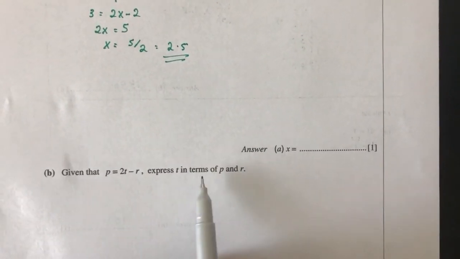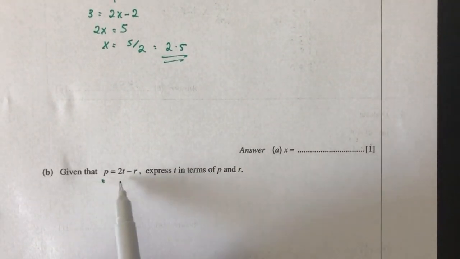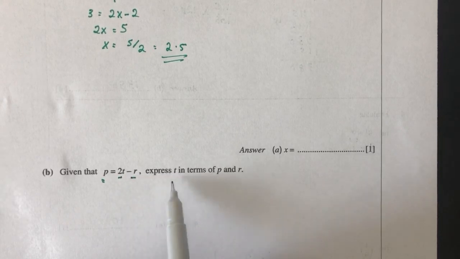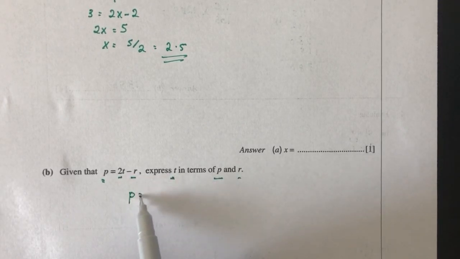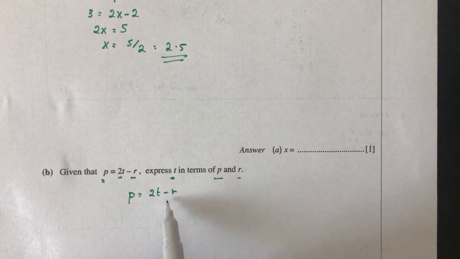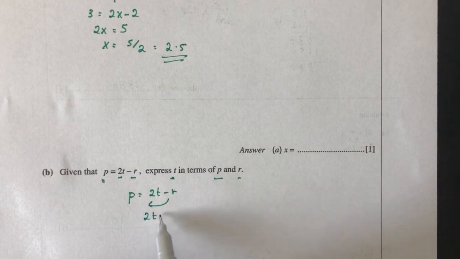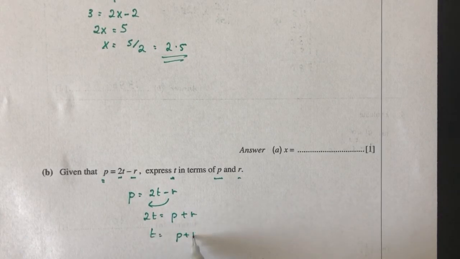Now part B. Given that p is equal to 2t minus r, express t in terms of p and r. So here we have p equal to 2t minus r. If we send r over here, we have 2t equal to p plus r. t will be p plus r divided by 2. And that will be your answer for part B.